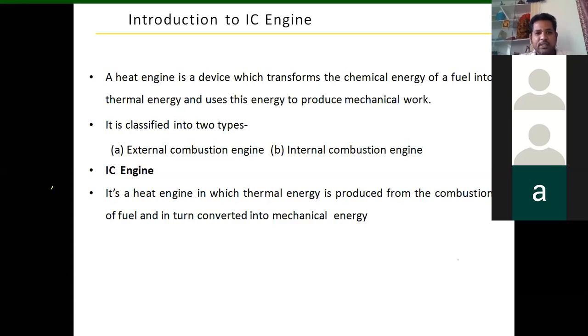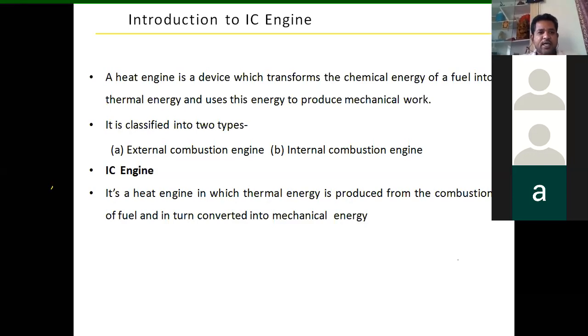In the IC engine, the combustion of the fuel and air mixture takes place inside the cylinder or inside the system. That is why we call it an internal combustion engine. Whereas in an external combustion engine, the combustion of fuel and air mixture takes place outside the engine. That is why we call it an external combustion engine. For your subject, it is very good to start with the internal combustion engine, and we'll be deliberating on the internal combustion engine.